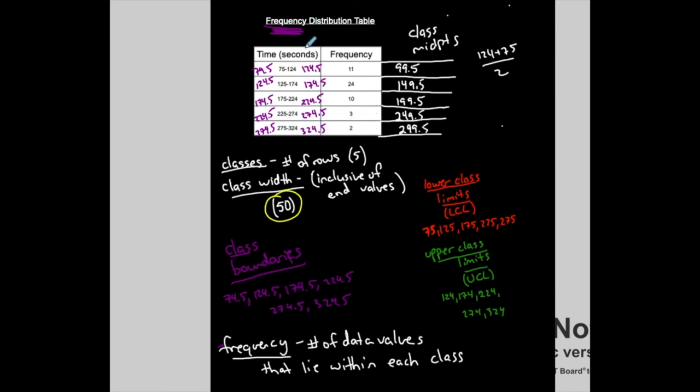The problem with the frequency table when I have intervals like this, though, I don't know what they are. I don't know what the data values are. I can't relist the data set by looking at this table. I don't know what these actual 11 data values are. They're between 75 and 124, but are they 75, 76, 77, 78, 124? Are they all 124? Are they all 120? I don't know what they are unless I have the data set in front of me.